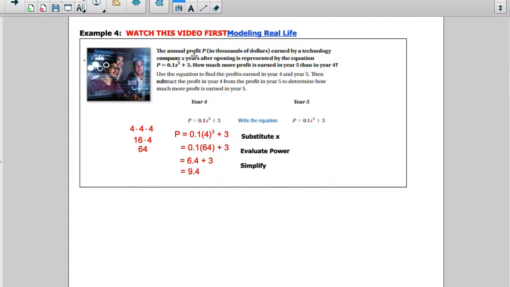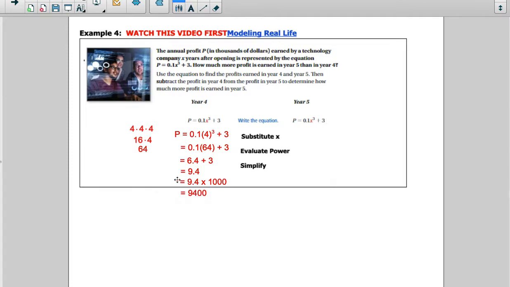But if you look back at the equation, it says the annual profit, P, is in thousands of dollars. So 9.4 is not thousands of dollars. So in order to turn that into thousands of dollars, I need to multiply by 1,000 to find out the actual profits. Because, I mean, if somebody worked for 4 years to get profits of $9.40, it would be hardly worth doing. I mean, it wouldn't be worth doing. But $9,400 sounds a little bit better after 4 years of profit.